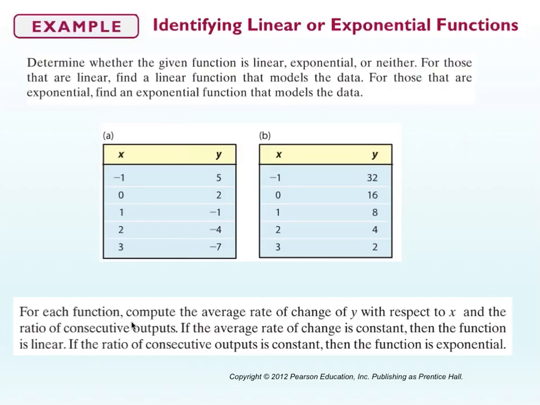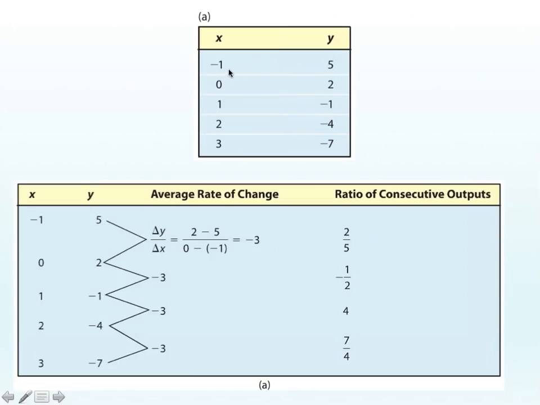And then if neither of those are true, then it's not exponential or linear. So let's take a look at this one. We have -1, 0, 1, 2, 3. We have y values of 5, 2, -1, -4, and -7. So to find the average rate of change, we just take change in y over change in x.